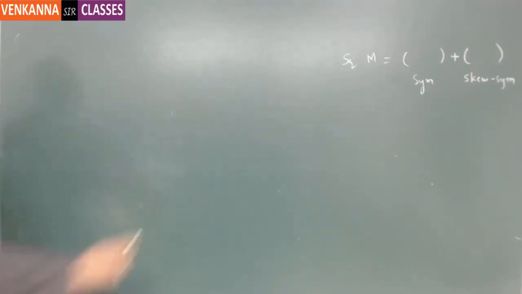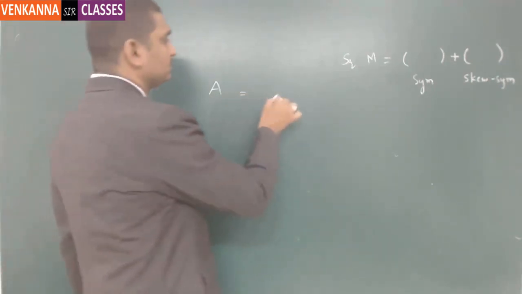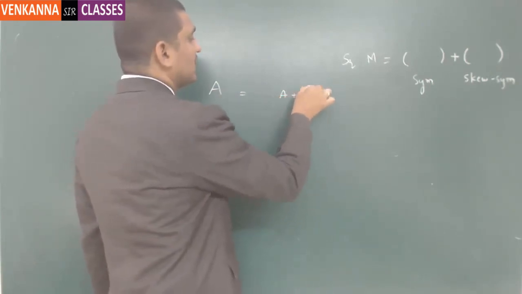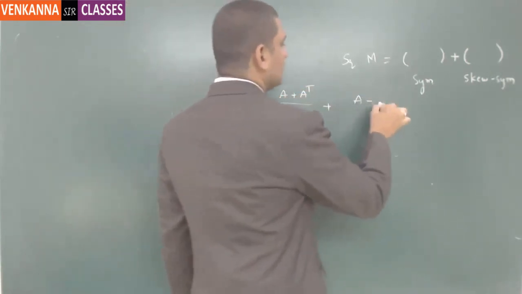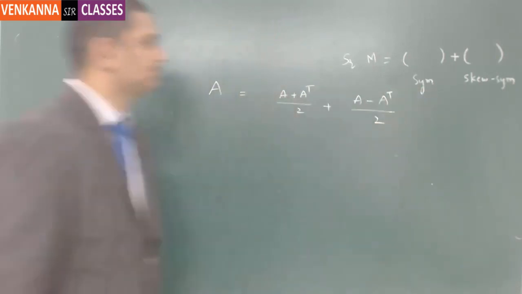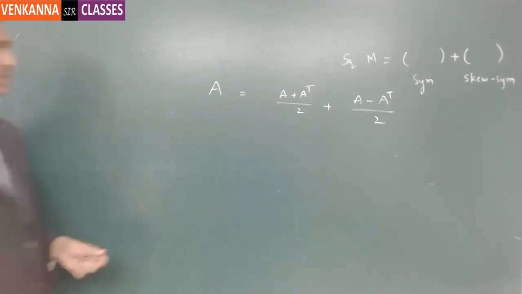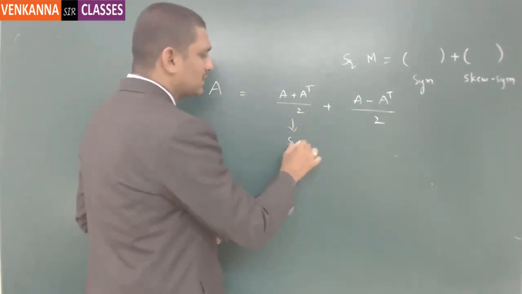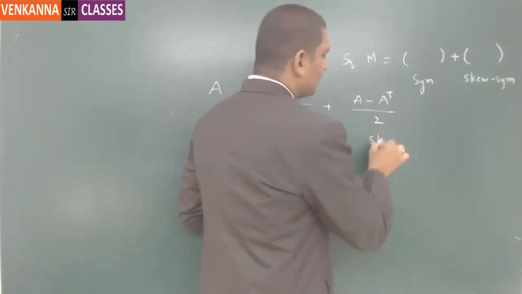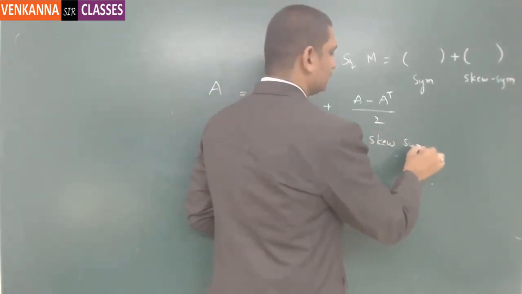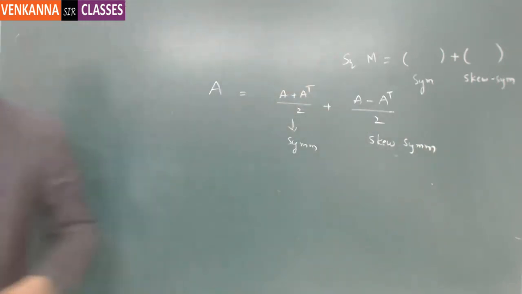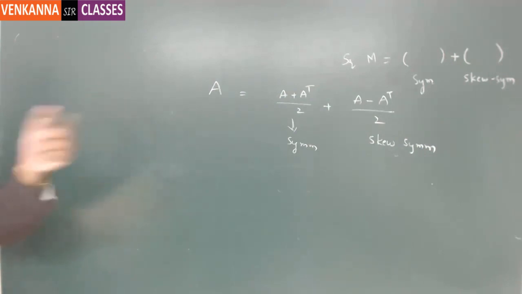If not, whenever you take a square matrix A, you are going to write it as A plus A transpose by 2 plus A minus A transpose by 2, sum of the two matrices you consider. Now what happens? The first one is the symmetric matrix. The second one is the skew symmetric matrix. So in this way, whenever a square matrix is there, you are going to split it as sum of two matrices. One is symmetric, the other one is skew symmetric. Okay?